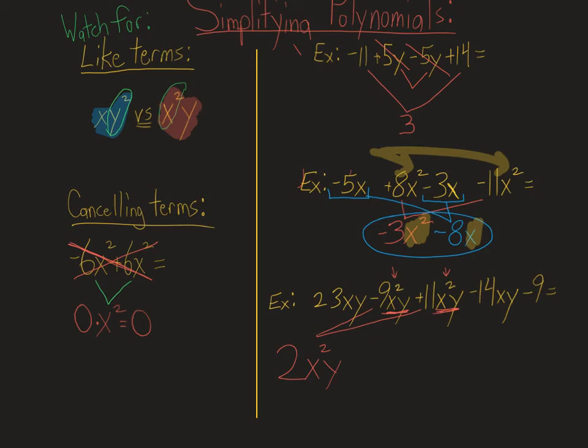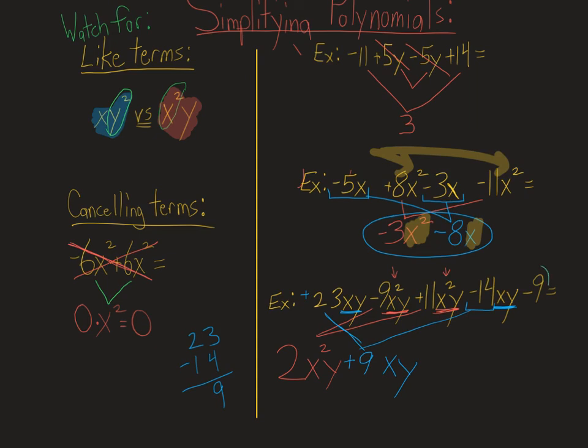Now I'm going to continue looking. There's some xy's, there's some xy's, so I'm going to do those next. I've got 23 of them, and I've got negative 14. So if I'm going to combine 23 and negative 14, that's just straight up subtraction like I'm doing over here, which gives me 9. And there are more good guys, so it's a positive 23, so it's a plus 9.